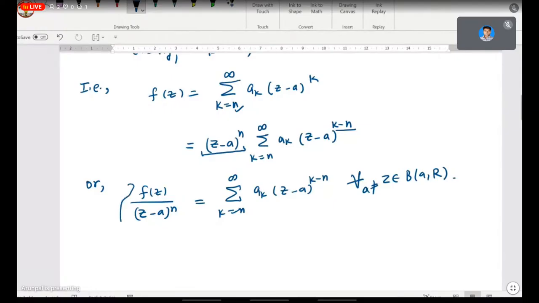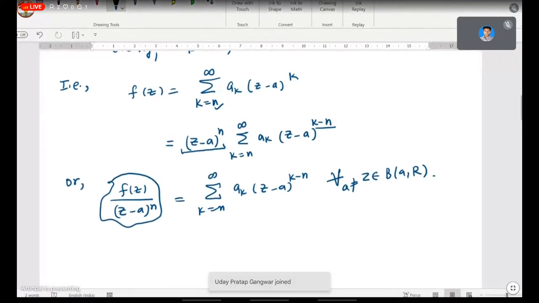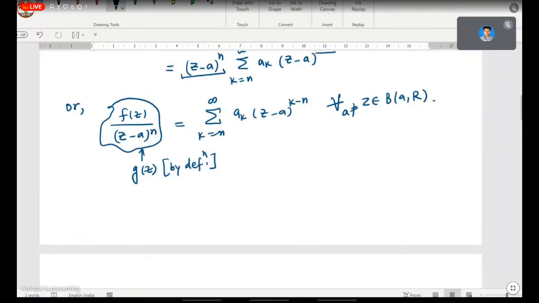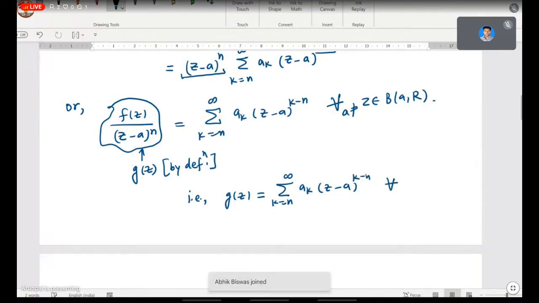And if you remember, by definition, when z is not equal to a, this is g(z), right, class? So that is g(z) equal to the summation, k going from n to infinity, of a_k (z minus a) to the power k minus n, for all z not equal to a, and the z's are in this ball.